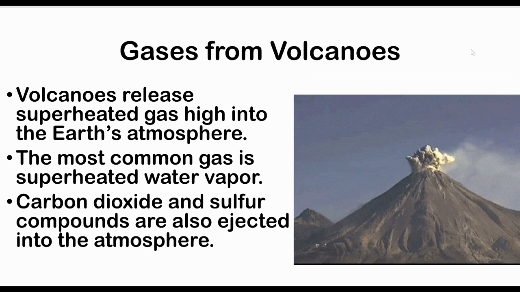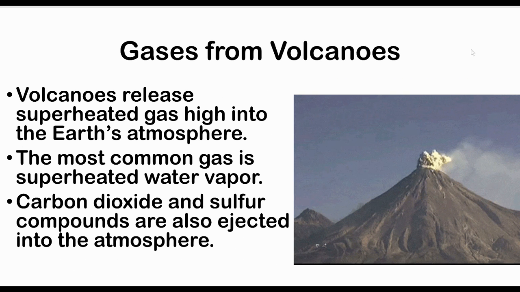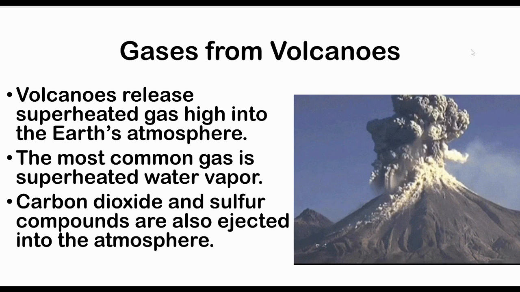Gases released during volcanic eruptions are going to be superheated and are going to have different compositions. The superheated gas released is going to go very high into the atmosphere, and it's going to travel very far throughout the world. The most common gas that is released is superheated water vapor, so superheated steam. Carbon dioxide and sulfur compounds are also ejected into the atmosphere.